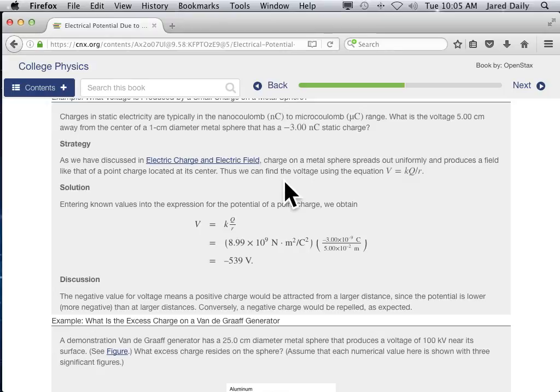Well, we're just going to use this equation. Our Q is that charge, negative 3 nanocoulombs. And the K is the same. The distance is chosen for us, 5 centimeters away. Plug all those numbers in. We get negative 539 volts. Do you believe that? Walking along on the carpet for a fairly long time, and then you touch somebody, 500 volts.